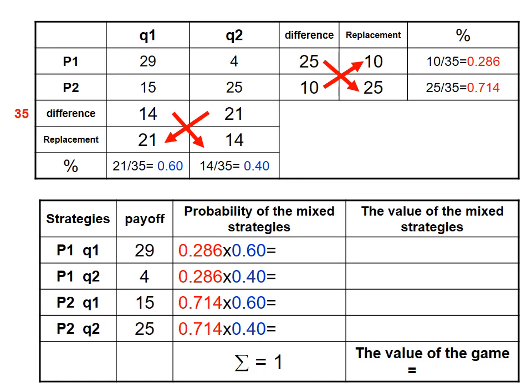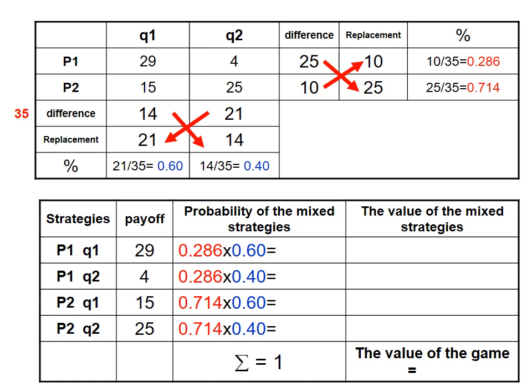The strategy B1 Q1, the row and the column, the outcomes of the row and the columns for these strategies: for strategy B1 and Q1, 29, B1 and Q2, 4, B2 and Q1, 15, and B2 and Q2, 25.